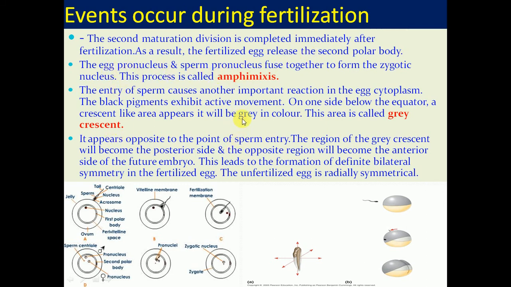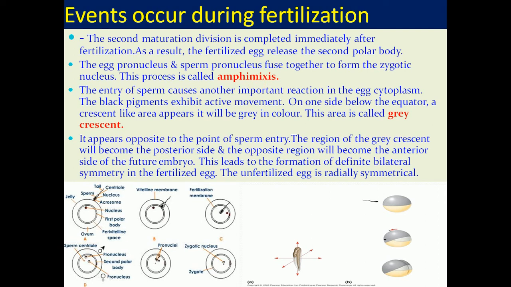What is pronucleus? Before fertilization, the nucleus found in the egg is known as the pronucleus. So the nucleus present in the egg and the nucleus present in the sperm both fuse together to form the zygotic nucleus, and this process is called amphimixis. So here there is mixing of nuclear material from the sperm and from the egg.